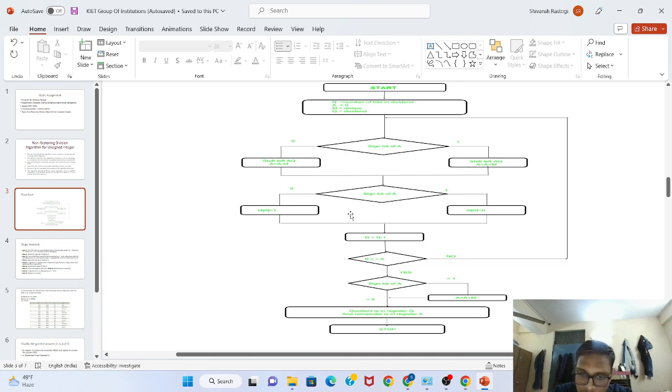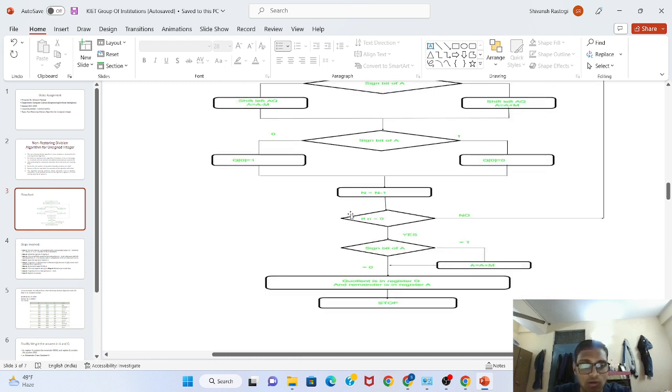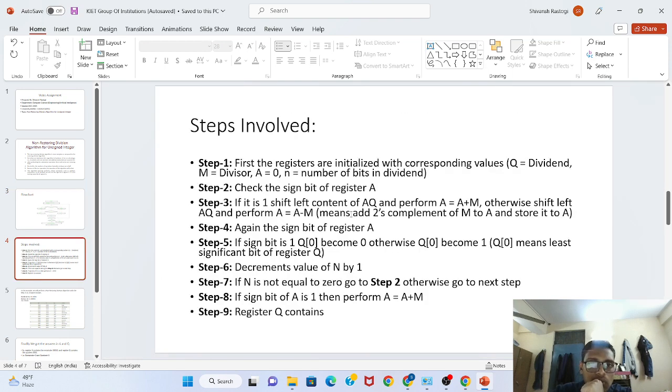accumulator denoted by a. So quotient is stored in register q and the remainder is stored in register A. So the whole process of the algorithm here stops. So okay, so now let's move on to the next slide. So here are the steps involved. As I have already explained, you can read from the slide what the steps are.